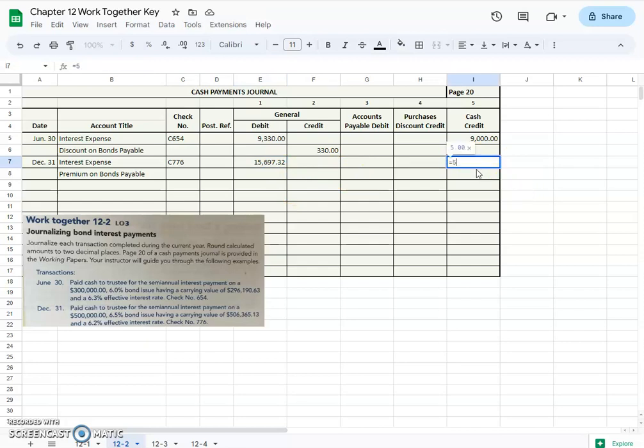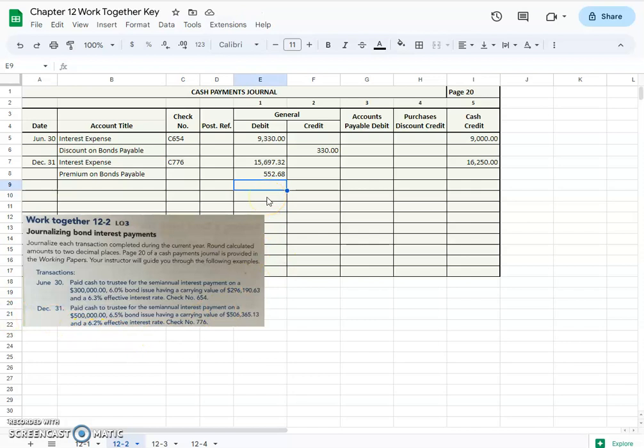All right, so how much are we paying actually? So we'll take our $500,000 times the 6.5% or 0.065 times half a year, $16,250 is our cash that we're actually paying. So we've got to have another debit here to equal it out, and that's our premium. We'll just subtract. $552.68 is our premium on bonds payable.